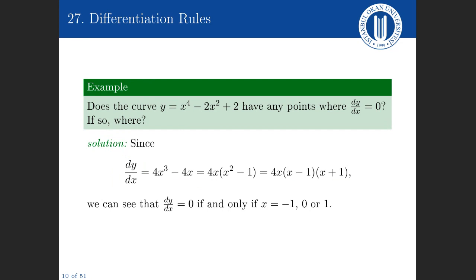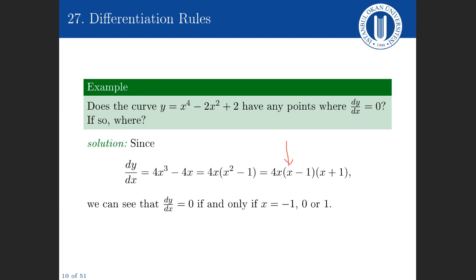Now, the question is, are there any points where dy dx is equal to 0? In other words, are there any points where 4x, x minus 1, x plus 1 is equal to 0? And the answer is yes. There's an x just here. If x is equal to 0, then the whole thing is 0.